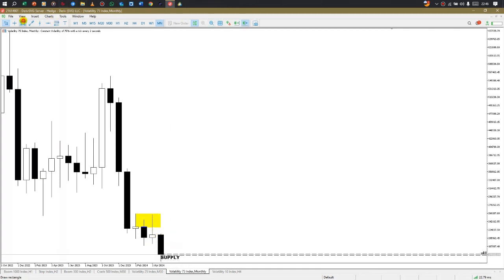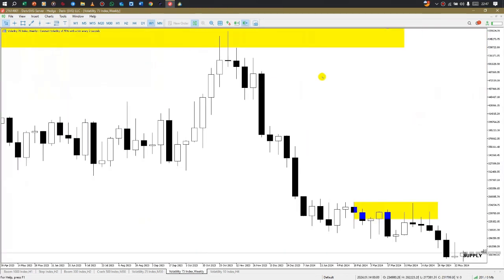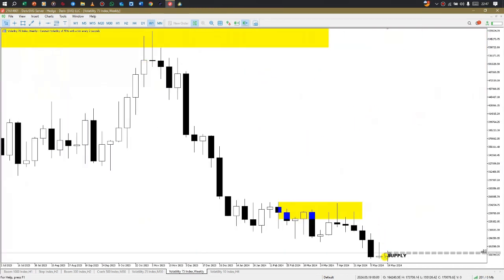Then we can also say that the price is rejecting from this monthly supply here. As you can see, this one is very obvious. So the price is rejecting from this monthly supply zone here. It has been dropping ever since. Okay, let's check the weekly time frame. So as you can also see on the weekly time frame, the price is rejecting from the very same weekly supply zone, which is within that monthly supply zone here.